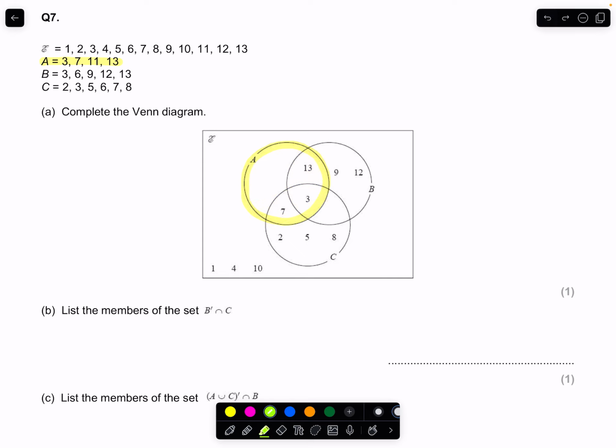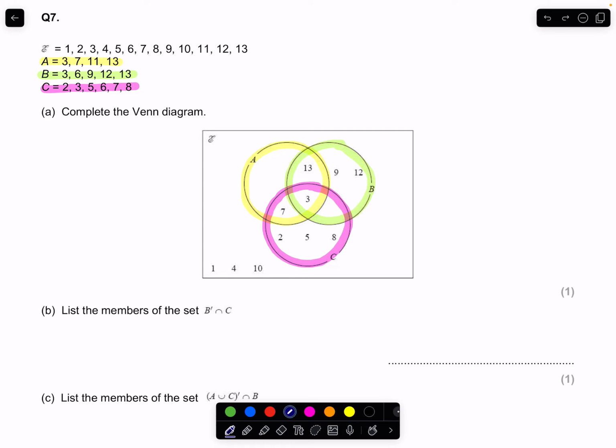We have set B, which is 3, 6, 9, 12 and 13. So 3, 6, 9, 12 and 13 need to go in here. And again, one of our numbers is missing, so 6 is missing here, so it's going to have to go somewhere there. And lastly, we have 2, 3, 5, 6, 7, 8 shown here. No, we're missing 1, 2, 3, 5. We're missing 6. So 6 has to be somewhere in this pink section. And part A involves completing this Venn diagram.